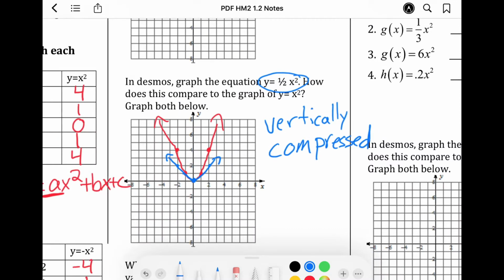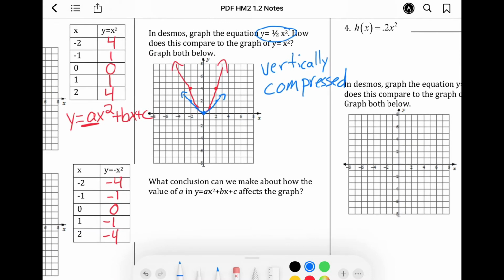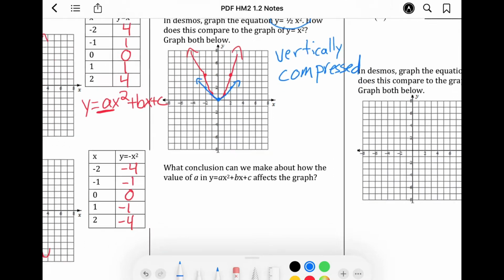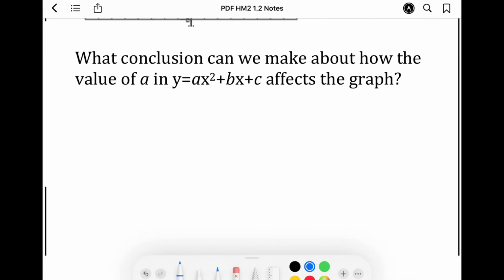So a way to remember this is if we started with the red parent function and we took our hand and we smashed it, or we compressed the two sides of the red graph a little bit down, it would create that blue graph, that 1/2 x squared. What conclusion can we make about how the value of a in our standard form, y equals ax squared plus bx plus c, affects the graph?